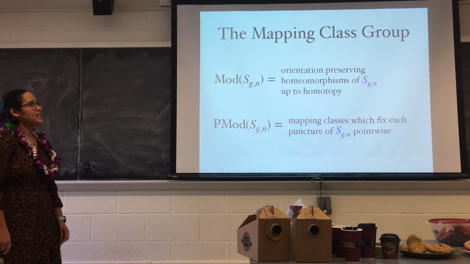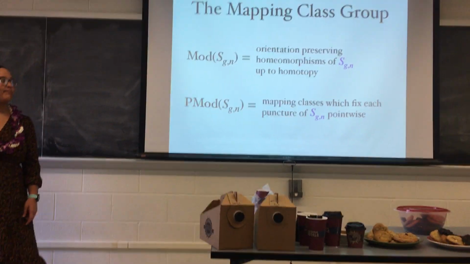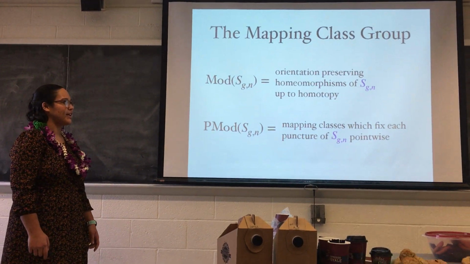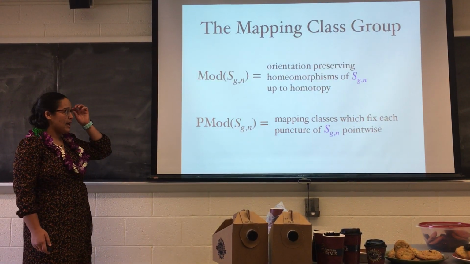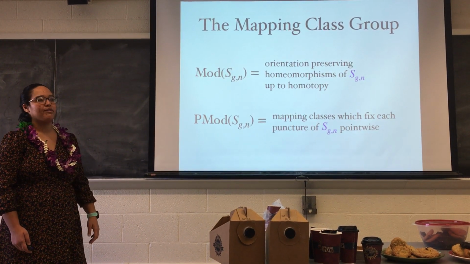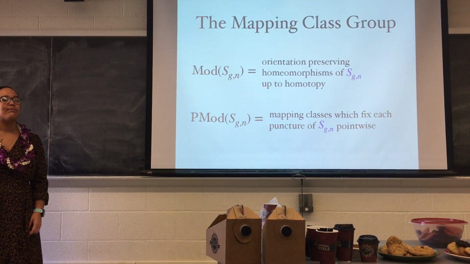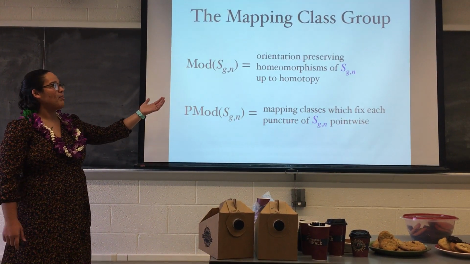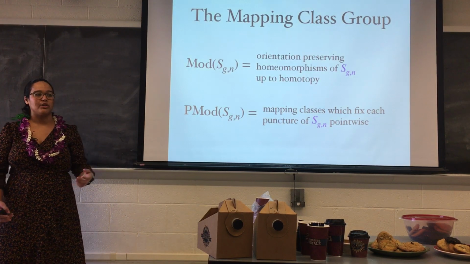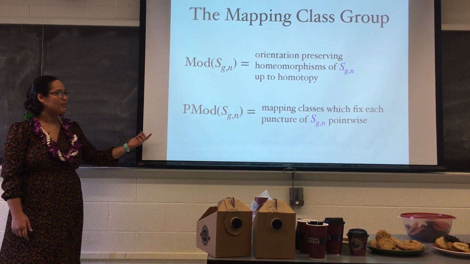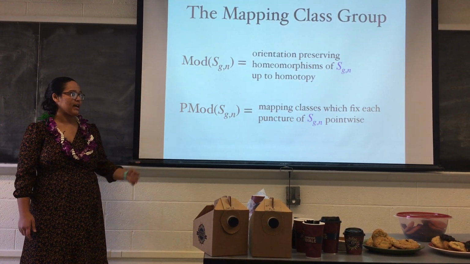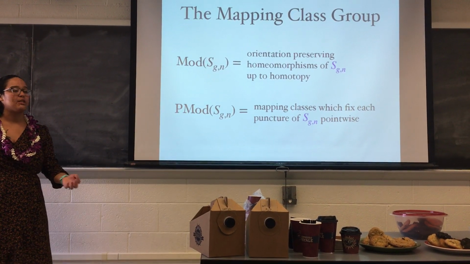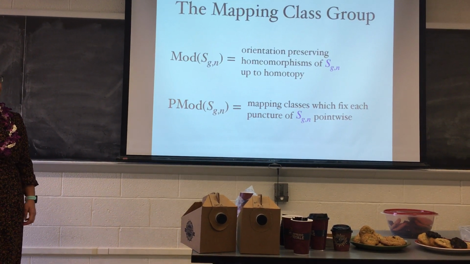But the main setting that I'm going to be studying this in is the mapping class group. So the mapping class group is a really important group in my area, and we like to study it a lot. And so I'm going to define it as the group of orientation preserving homeomorphisms of my surface up to homotopy. And when I talk about homeomorphisms of a punctured surface, I want my homeomorphisms to preserve the set of punctures. And then I can consider a subgroup of the mapping class group, the pure mapping class group, which I denote PMod of S_G,n, as the mapping classes which fix each puncture of S_G,n pointwise.